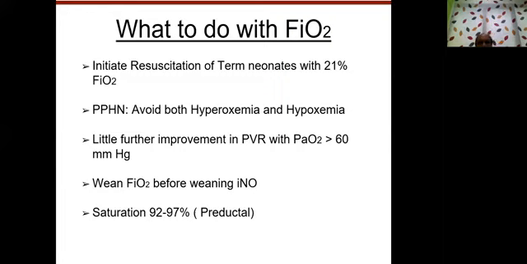So with this, what can we learn from oxygen? Start resuscitating a term baby with 21% FiO2. Avoid both hyperoxia and hypoxemia. There is no further improvement in PVR, even if there is an increase in PaO2 to more than 60. So try to achieve a PaO2 somewhere around 60 to 70 or 80. That should be good enough. Try to wean the FiO2 before weaning the nitric oxide, and try to keep the saturations on this baby between 92 and 97 pre-ductal.